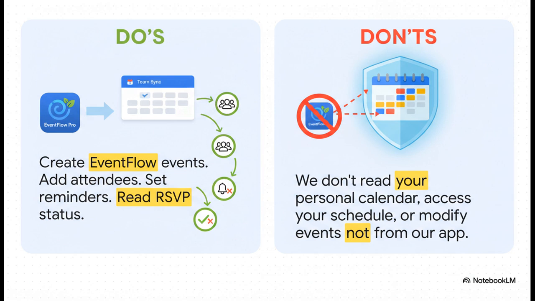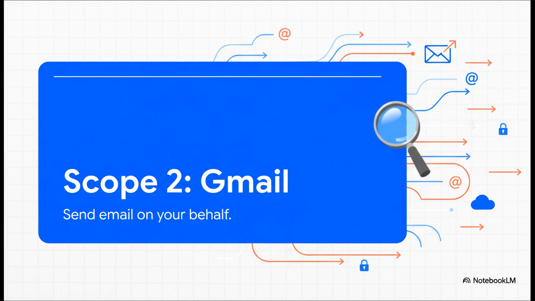Your personal calendar stays totally private and is completely untouched by us. This permission is only used to manage the events you create with our tool. That's it. Okay. On to the second scope, and this one is for Gmail.